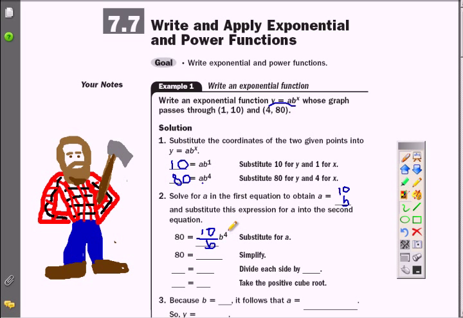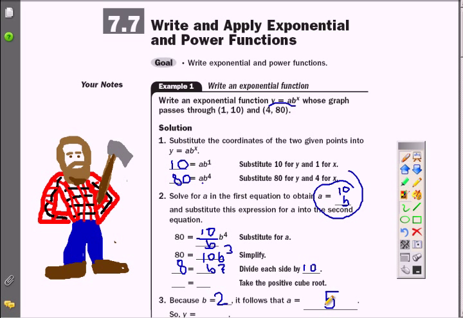And I have b to the fourth on the top and b to the first on the bottom, so I end up with 10b cubed. All right, so 80 equals 10b cubed. When I divide by 10, I get 8 on one side. Divide each side by 10, it says to do right here. And I get b cubed. Well, what number cubed equals 8? Well, b is 2. So if b is 2, I go back into one of my original statements, like this one even, and I do 10 divided by 2, and I get a equals 5.